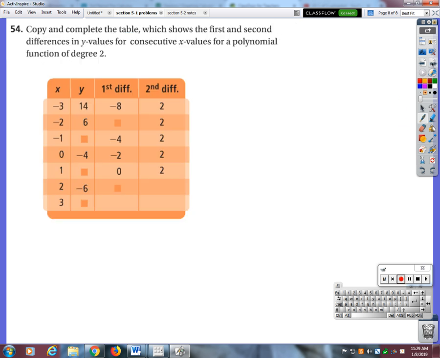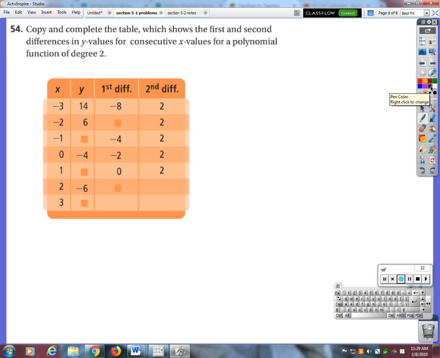All right, I know this is kind of weird, but it makes more sense to do it in this order. Let's do 54 together first, okay? This is a little bit of a fill-in-the-blank situation. It says that the second differences are all 2. So I'm going to work backwards from there.